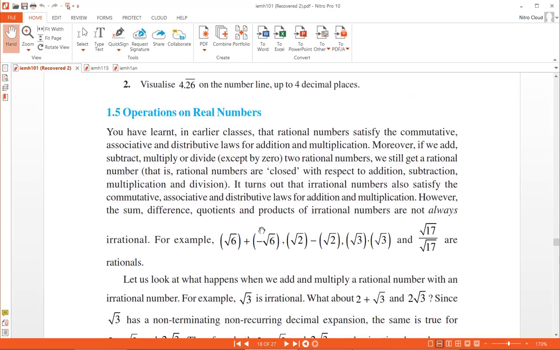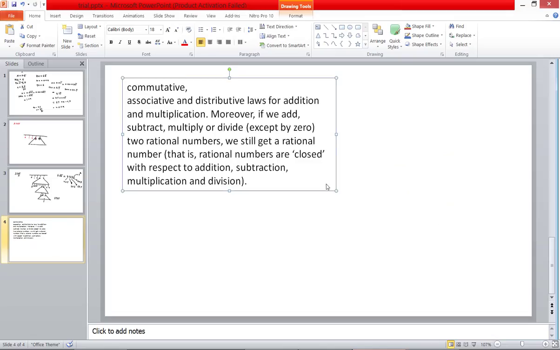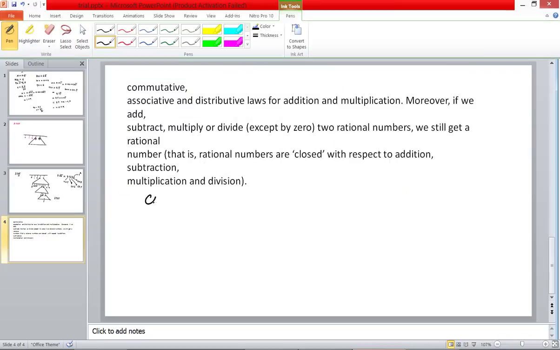Now moving on to the next chapter. Operations on real numbers. You already know there are certain properties: commutative property, associative property, distributive laws of addition and multiplication. I will briefly go through them one by one. So you have the closure property. Suppose I'm talking about real numbers. If I add two real numbers and I still get a real number, then real numbers are said to be closed with respect to addition.